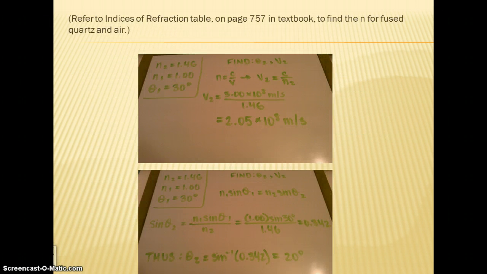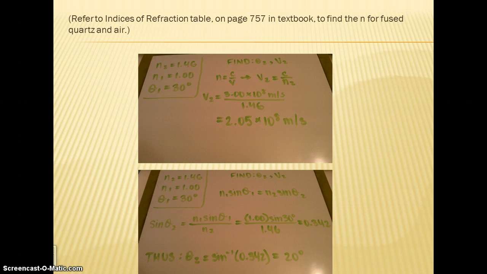By referring to the table on page 757 in our textbook, we can find the N for the fused quartz and the air. We can see that the fused quartz, which is N2, is equal to 1.46, and the N1 for air is equal to 1.00. We're also given that the angle 1 is equal to 30 degrees.